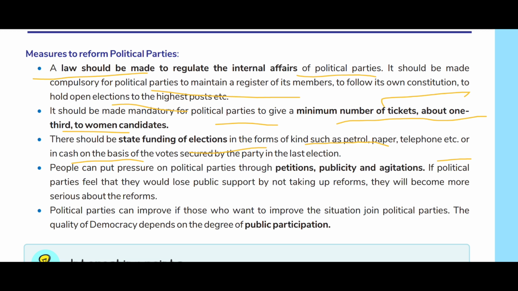People can put pressure on political parties through petition, publicity, and agitation. If political parties feel that they would lose public support by not taking up reforms, they will become more serious about the reforms. Political parties can improve if those who want to improve the situation join political parties. The quality of democracy depends on the degree of public participation.